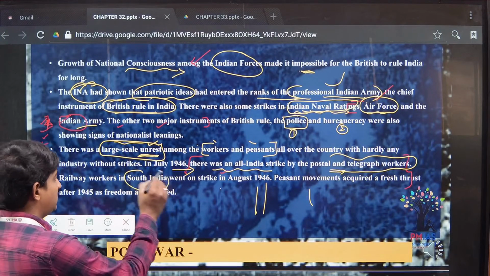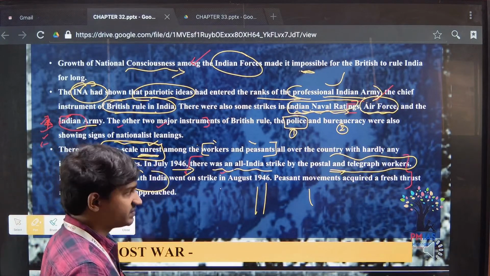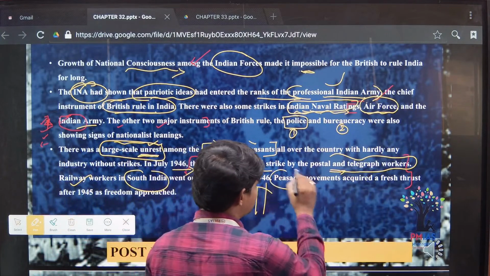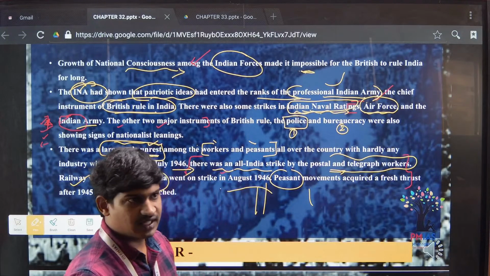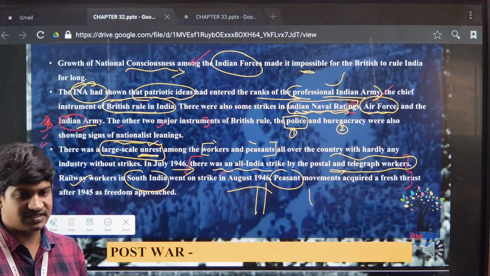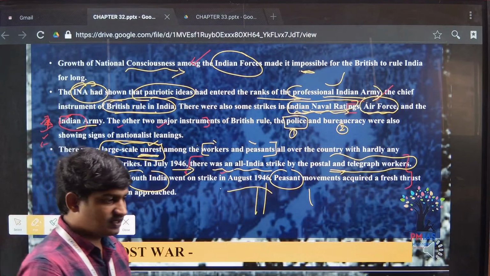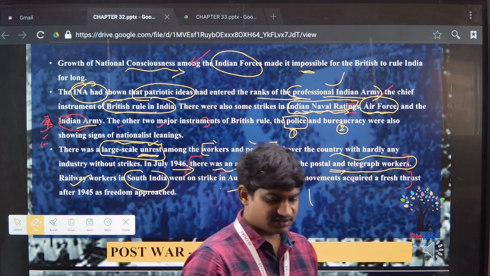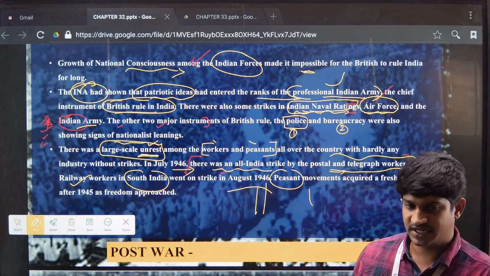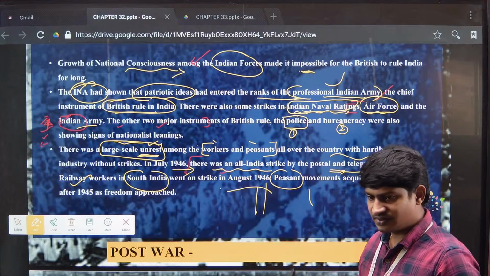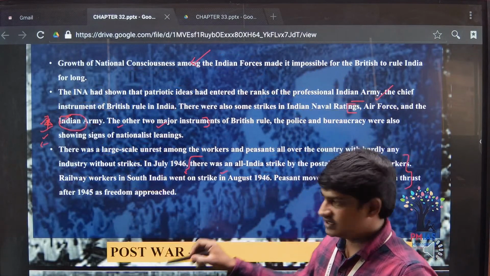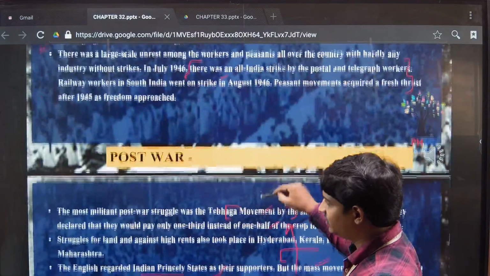And in South India, the railway workers went on strike in August 1946. And the peasant movements started fighting. For example, the Telangana movement and the Tebhaga movement started fighting against the land revenues, that is, against the revenue system, the amount they paid to the British government. So for each and every different cause, the protest was entering various levels.